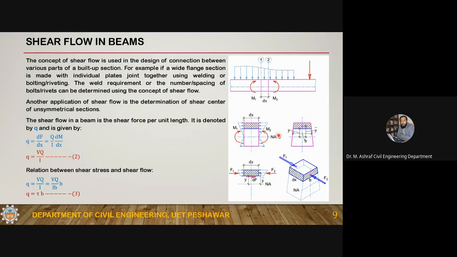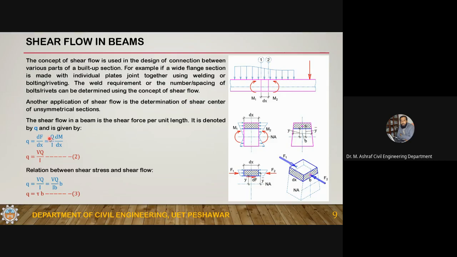You can derive this with the same concept. If you have this force dF, and instead of dividing the force by the area you divide it by just dx, that will give you the shear flow. If you divide this dF by the shear area, that will give you the shear stress. But if you divide it by the length on which it is acting, dF by dx will give you the shear flow. So as per definition, q is equal to dF by dx.